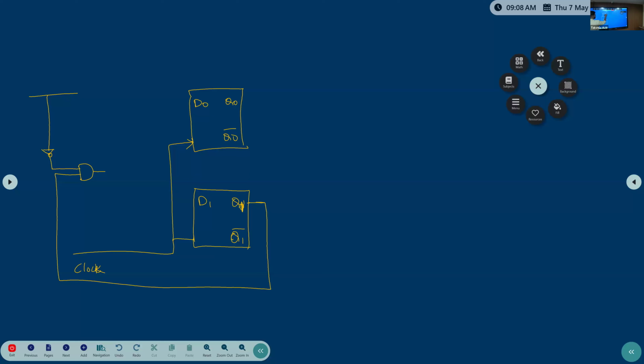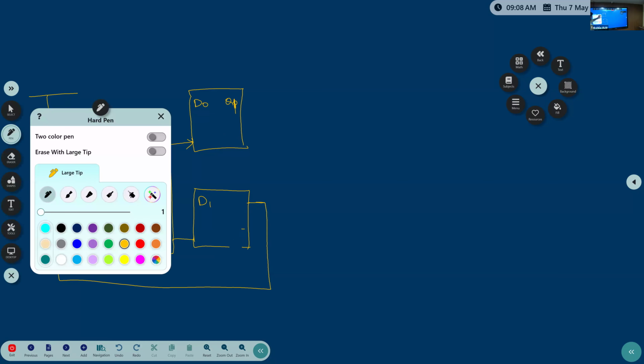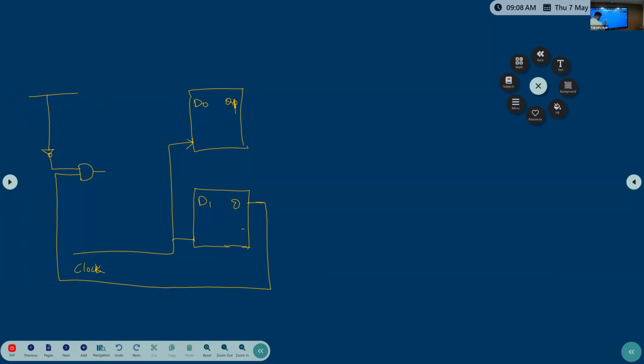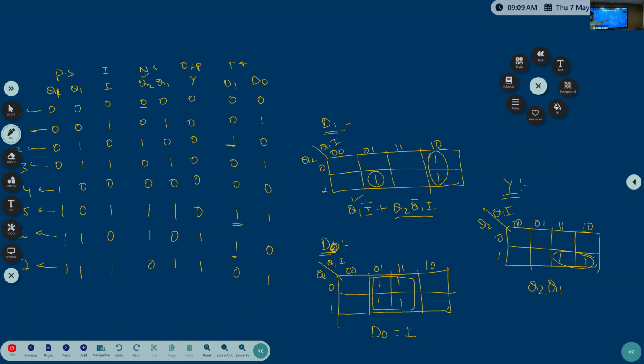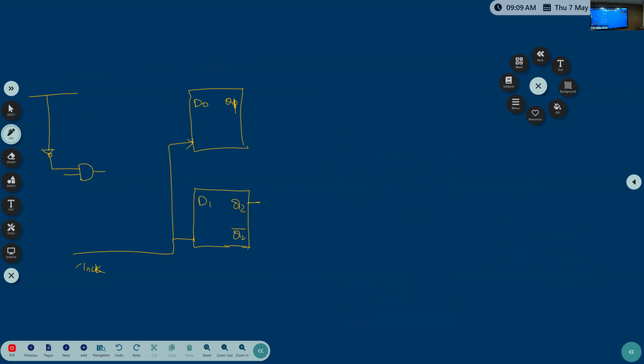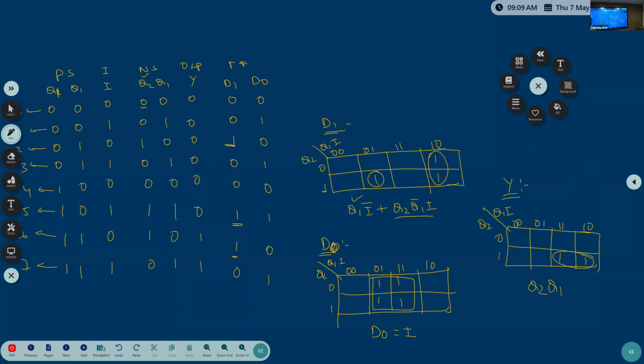Clock sequence represent, this is Q1, this is Q2, Q2 bar. Sorry. So then it will change. I represent it like this. That's why I'm taking like that. Okay. So yeah. Q1 I bar. This is for D1 only, right? So this is for D1.